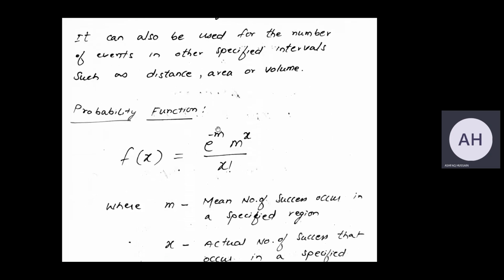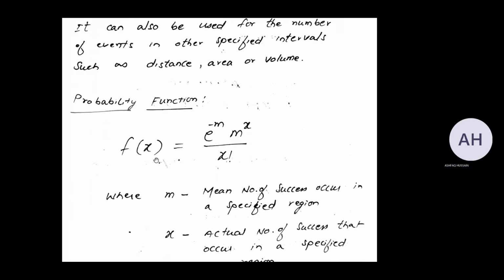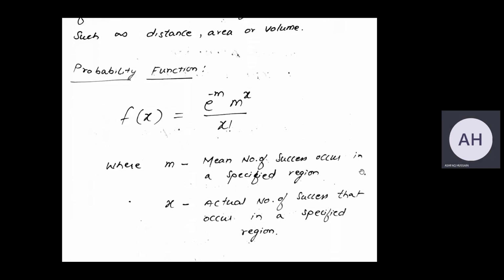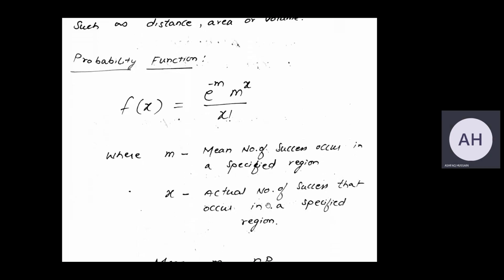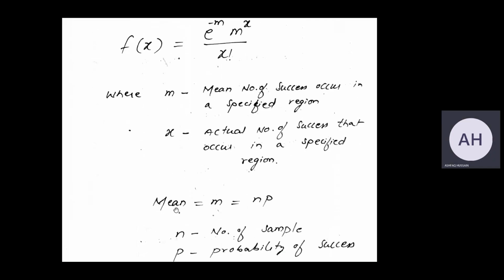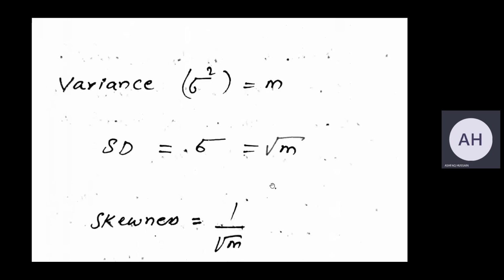We have an equation called the probability function. It is f of x is equal to e raised to minus m into m raised to x, whole divided by x factorial. Here m is the mean number of successes occurring in a specified region, x is the actual number of successes that occur in a specified region, and m is also called the mean, which can be written as n into p, where n is the number of samples taken and p is the probability of success or failure. Okay, we'll go to the next slide.